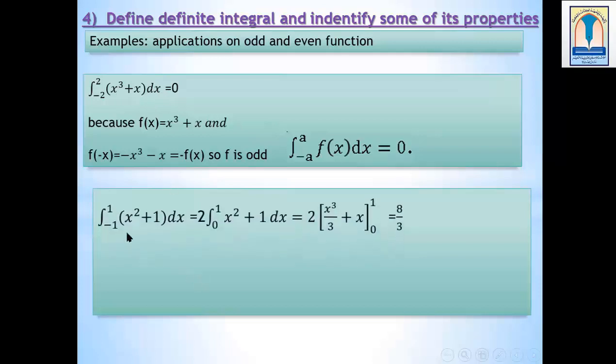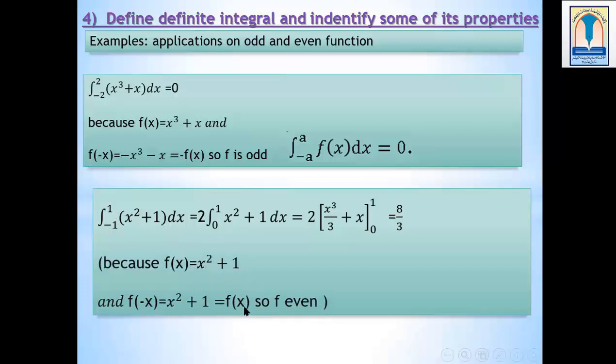Another example, the integral from minus 1 to 1 of x squared plus 1 dx. Also we have from minus a to a. Let f equal x squared plus 1. Then f of minus x equals f of x, so f is even. Then this integral equals 2 times the integral from 0 to a, which is 1, of x squared plus 1 dx. The integral of x squared is x cubed over 3, and the integral of 1 is x, and then we substitute by 1 minus substitute by 0. The final result is 8 over 3.